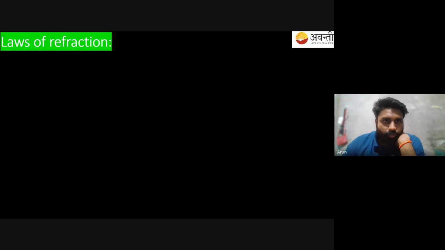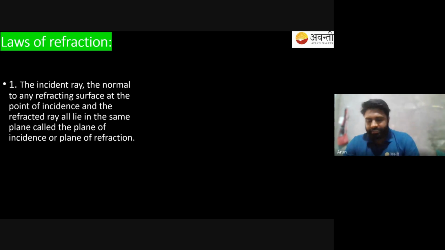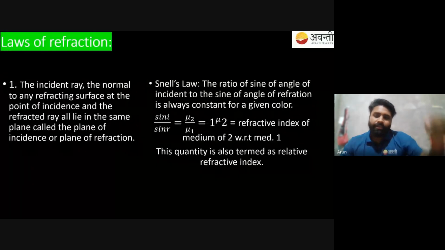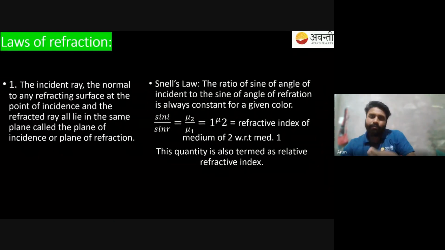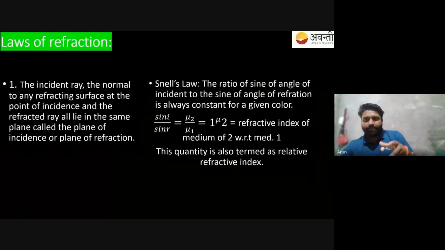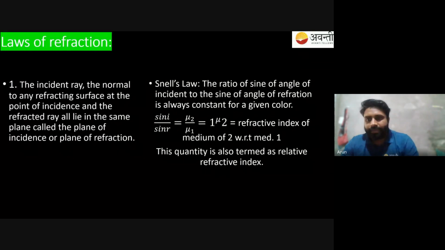So the laws of refraction that we have discussed in the earlier chapter: the incident ray, normal ray, and the refracted ray always lie in the same plane. Got it? This is the first law of refraction. It will not happen that rays come from this plane and go into a plane perpendicular to it or at any other angle. All the rays and the normal to the surface will lie on the same plane. Got it?